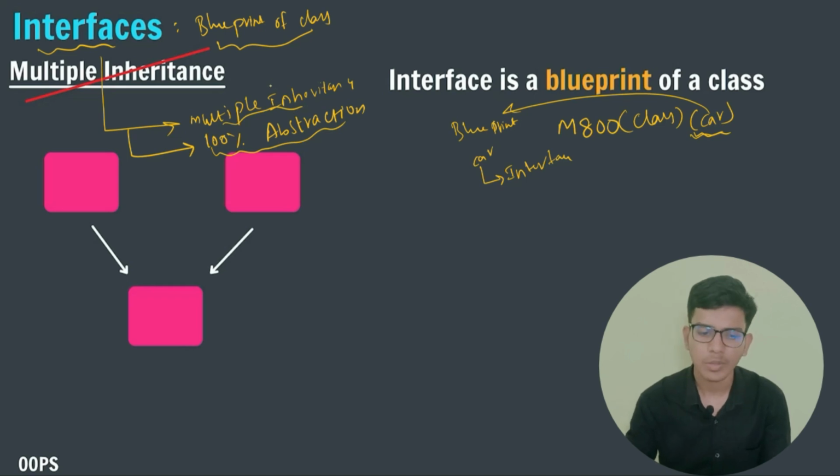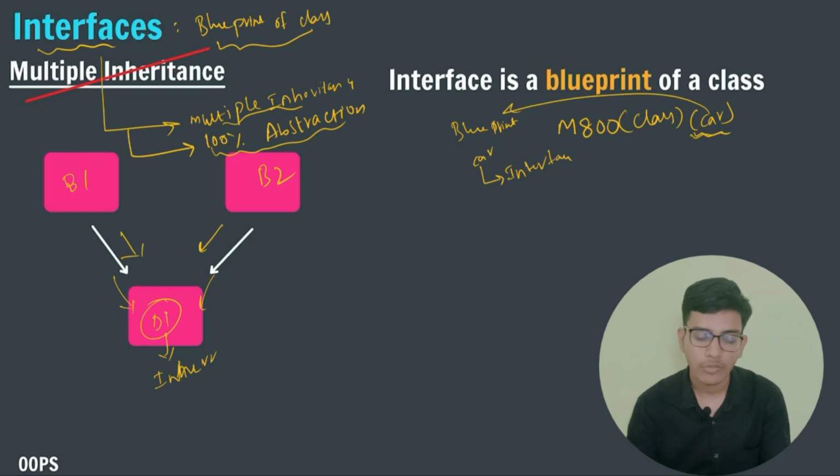In C++ we can directly create multiple inheritance, but we can't directly create multiple inheritance in Java. For that we use interfaces. Let us consider that this is my base class 1 and this is my base class 2, and by combining these two, I am creating a derived class, that is T1. This is my inherited class. From B1 and B2 I am inheriting the properties of B1 and B2. This is known as multiple inheritance.